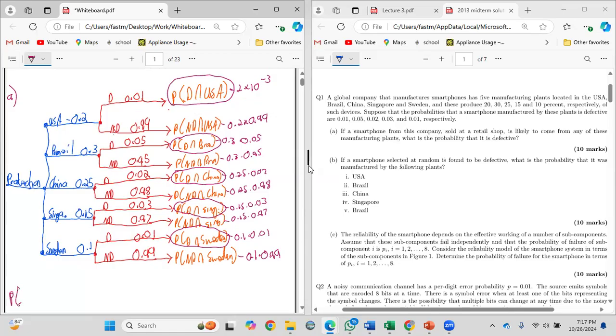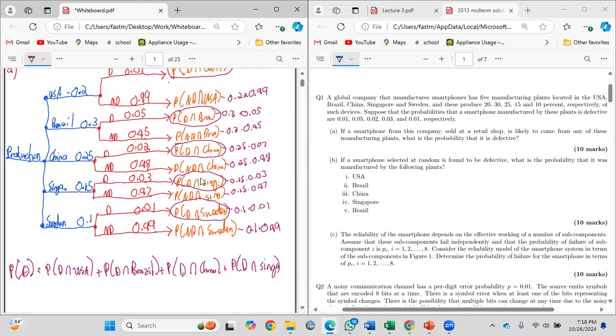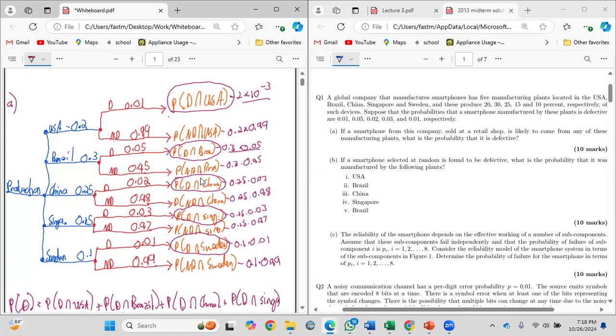So you can say the probability of it being defective is the probability of defective and USA, plus the probability of defective and Brazil, plus the probability of it being defective and coming from China, plus the probability of it being defective and coming from Singapore. And then the last one is plus the probability of it being defective and coming from Sweden. So it is just this plus this plus this plus this plus this.